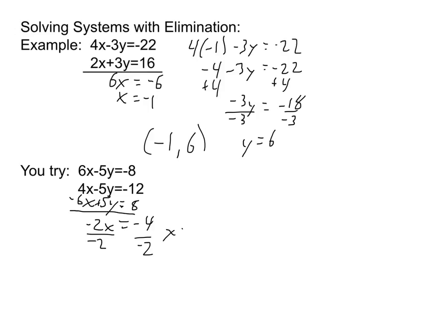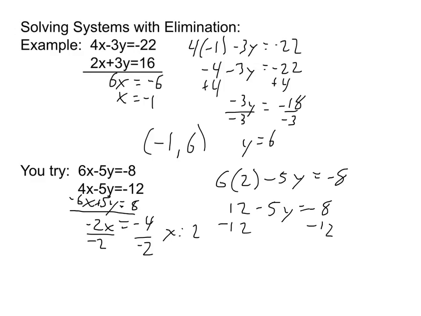So x equals 2. Plug that into either equation. I'll just use the top one. 6 times 2 minus 5y equals negative 8. Okay, that's 12 minus 5y equals negative 8. Minus 12, negative 5y equals negative 20. I know that negative 5 times 4 is negative 20, so y equals 4. So my answer is 2, 4.